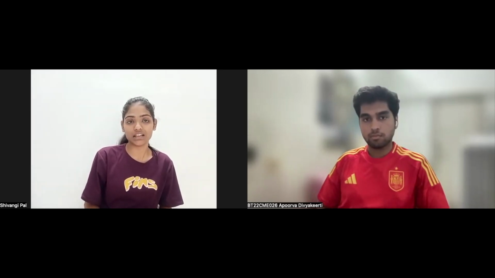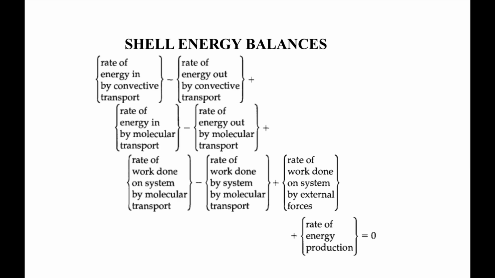Now let's dive into the detailed version of it. It is rate of energy in by molecular transport minus rate of energy out by molecular transport plus rate of energy in by convective transport minus rate of energy out by convective transport plus rate of work done on system by molecular transport minus rate of work done by the system on molecular transport plus rate of work done on system by external forces plus rate of energy production. This all equals 0.